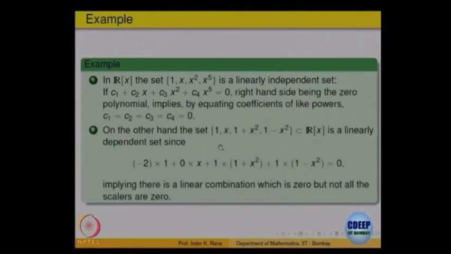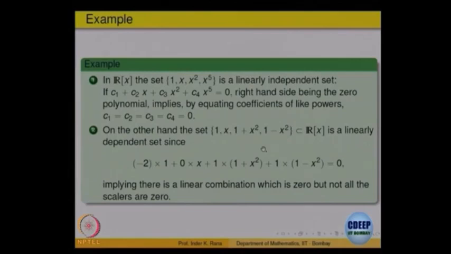Let us look at this. I am looking at all polynomials now. I am looking at the polynomials 1, 1 plus x square and 1 minus x square. It is a linearly dependent set.